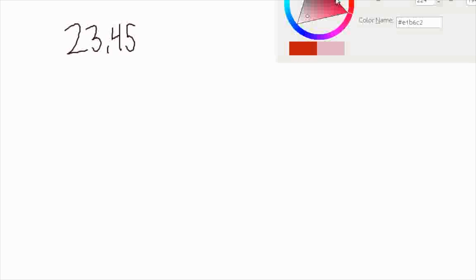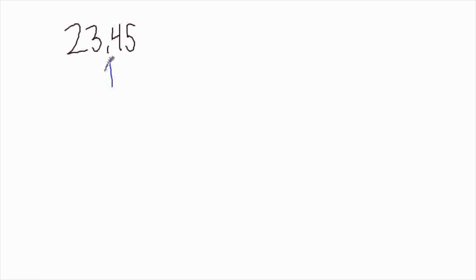So a decimal, let me write a number that is referred to as a decimal, something like this. All right, so the 23, if you have 23 candies, that's pretty clear. The symbol there between the 3 and the 4 is called a decimal point. Okay, a dot. And then the 4 and the 5, that's going to take some interpretation.